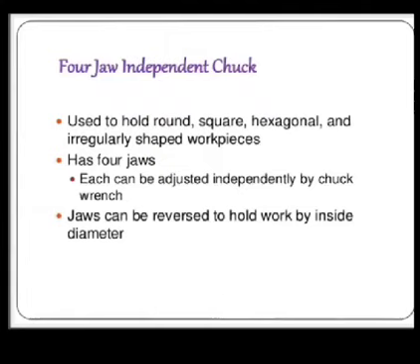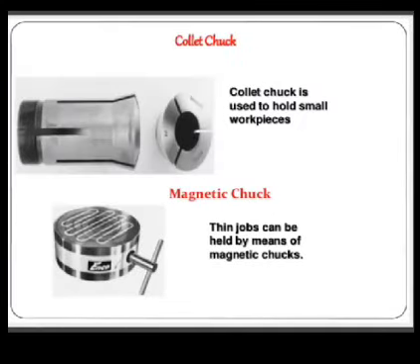Each jaw is made up of 3 inner and 1 outer gripping surface. The outer gripping surface is used for holding larger sizes of workpiece by reversing the jaw. Next is the collet chuck. It is used for holding bars of small sizes below 63 mm in production work where quick setting and accurate centering is needed.